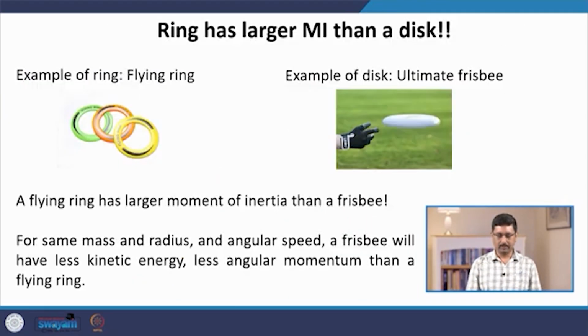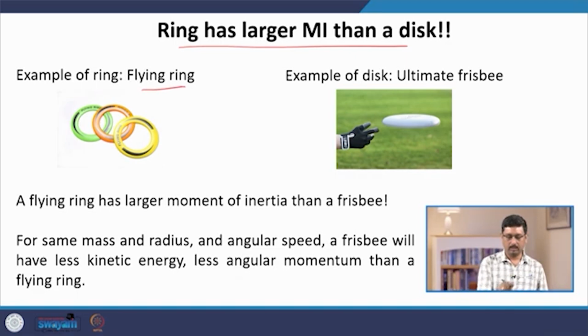mass distribution. So, here I just wanted to mention one thing, that what we find is that the ring has a moment of inertia which is larger than a disk. I just wanted to mention this because some of you may have played this game. There is a game with a flying ring, and a frisbee, which is a disk. So, the flying ring is an example of a mass distribution which is concentrated on a ring, and the frisbee shown here is the disk shaped mass distribution.